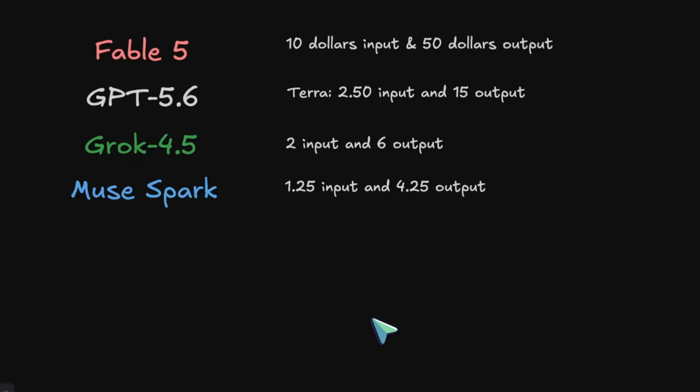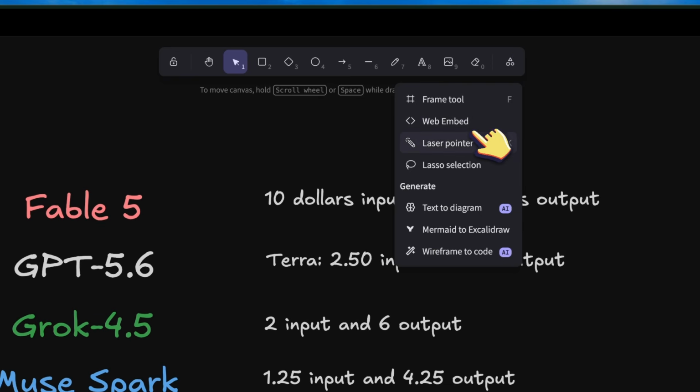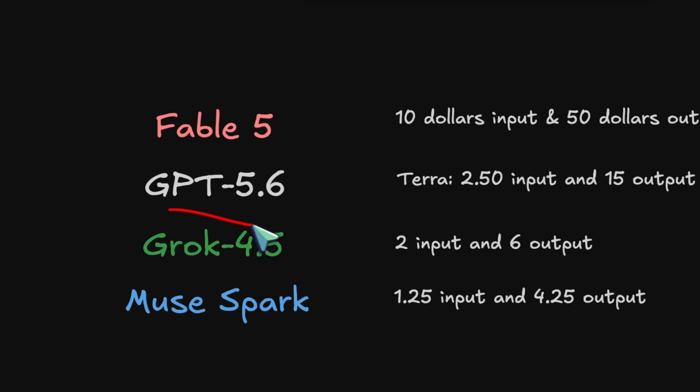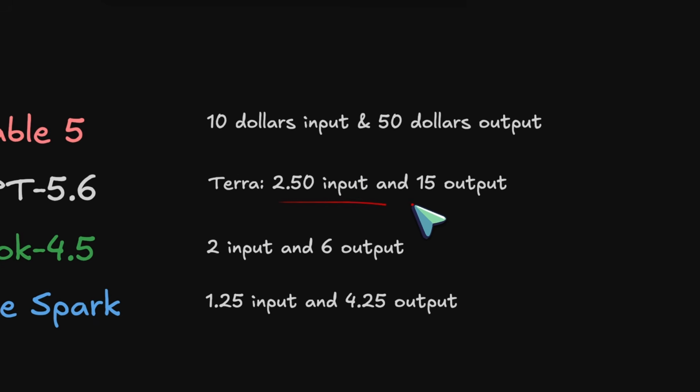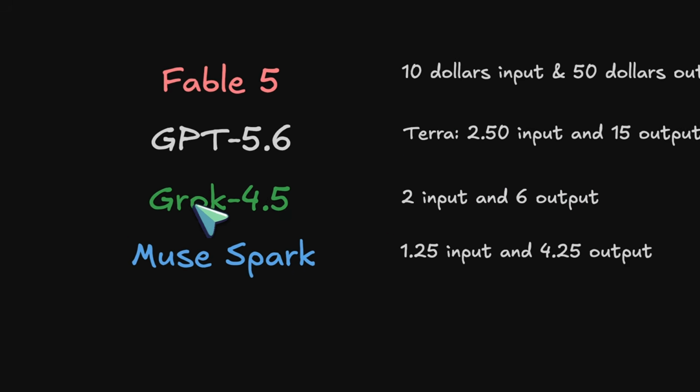In my testing, GPT 5.6 Sol scored a perfect 10 on my agentic finetuning task and the hard math question, and it is seriously good at long horizon backend work. Terra at $2.50 input and $15 output is the balance pick if Sol feels too pricey. But Grok 4.5 is the value monster.